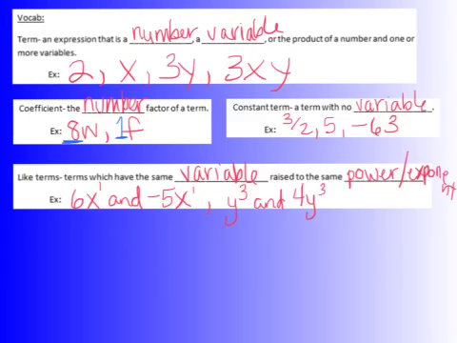What I want you to do is go ahead and create an example for each of these. I want an example for a term, a coefficient, a constant term, and like terms. Create your own example.